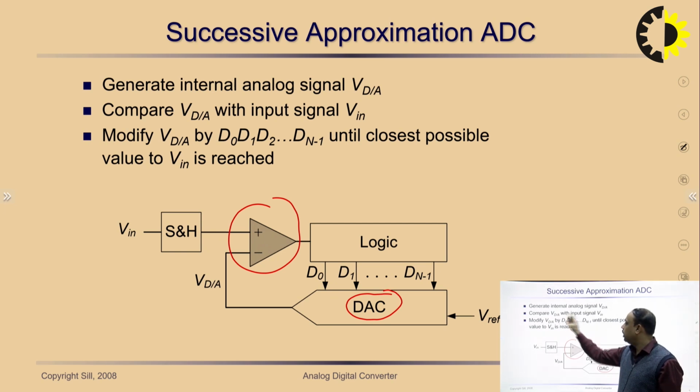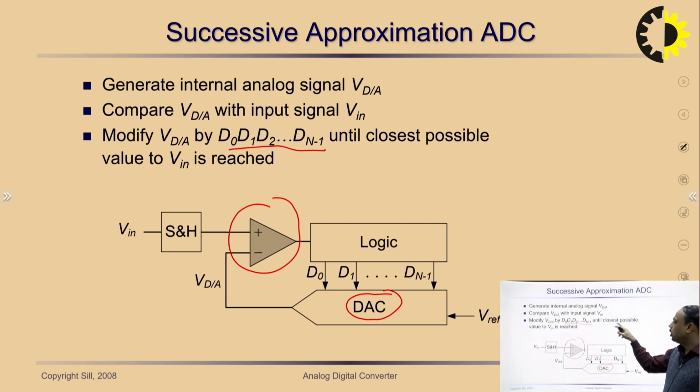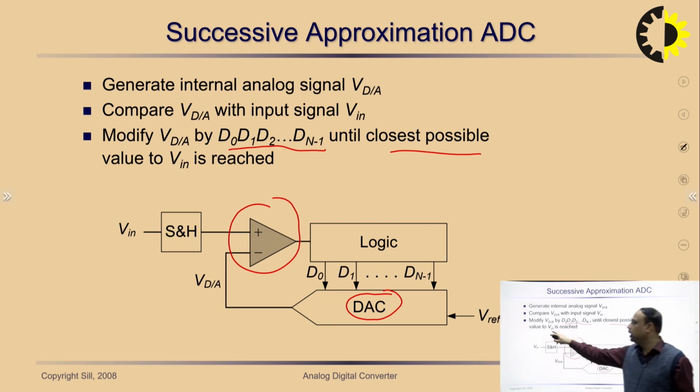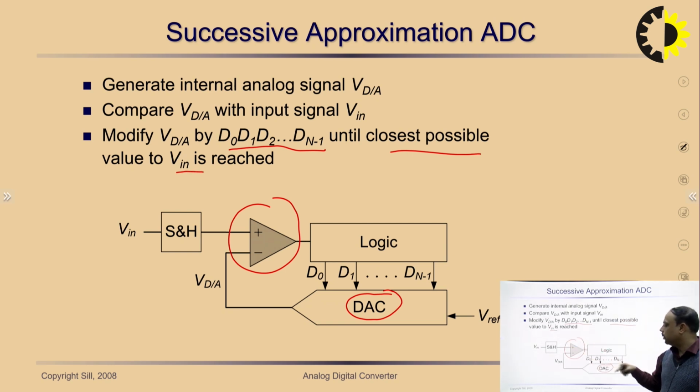Comparison is done with the help of the comparator with Vin, and then the count D0 to Dn minus 1 is modified until the closest possible value of Vin is reached. This count is updated again and again in every cycle, and the process goes on until the count that is almost equivalent to Vin is reached.